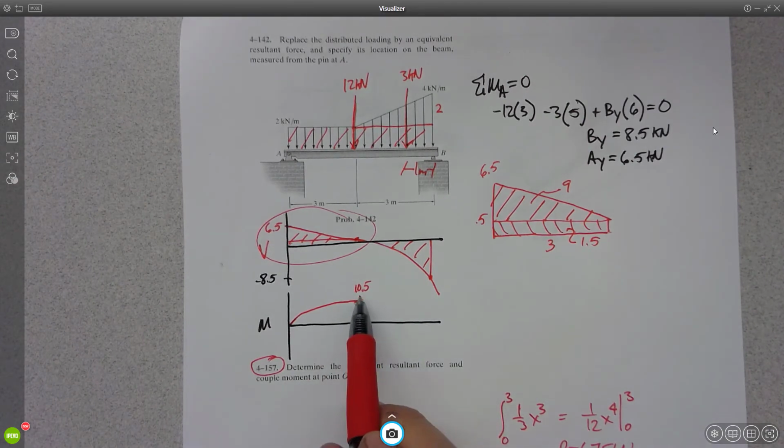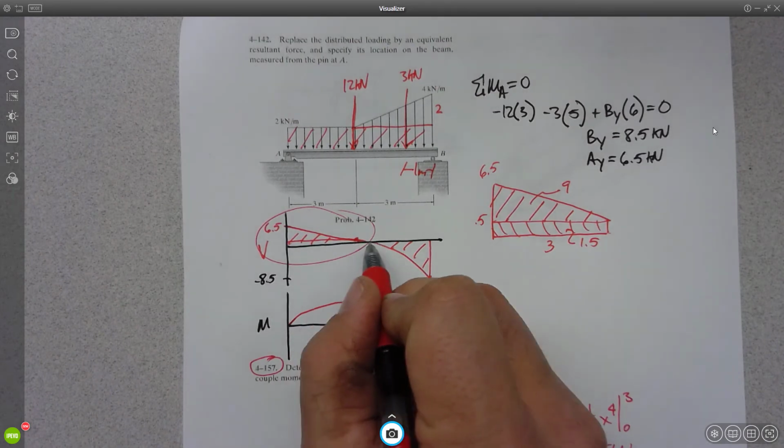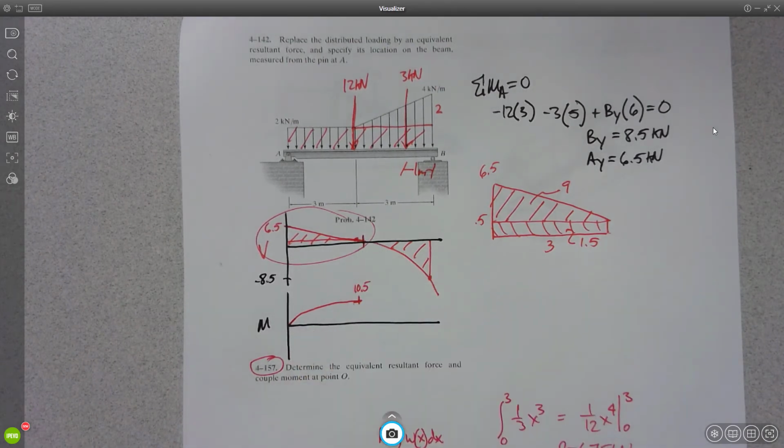Is 10.5 the maximum bending moment? No. Why not, Daniel? Exactly, because it's increasing for just a little bit past that point, right? We're still above the abscissa here, so we need to go over just a little bit to figure out where we'll hit 0. To do that, we're going to have to do some maths. They're not going to be fun maths.